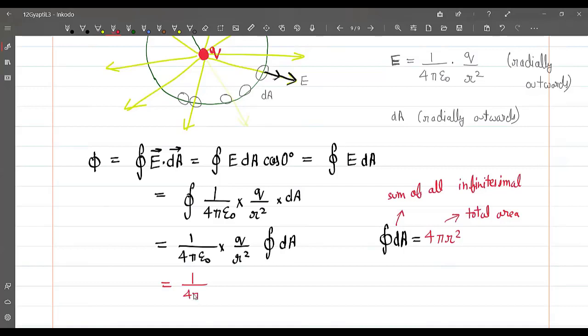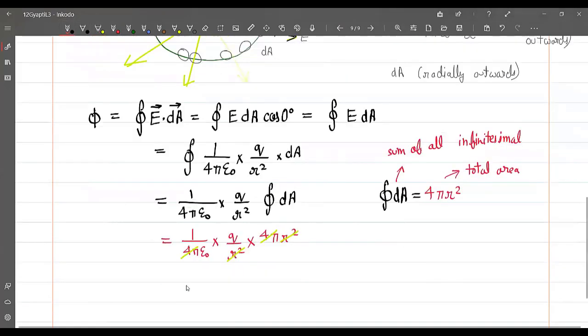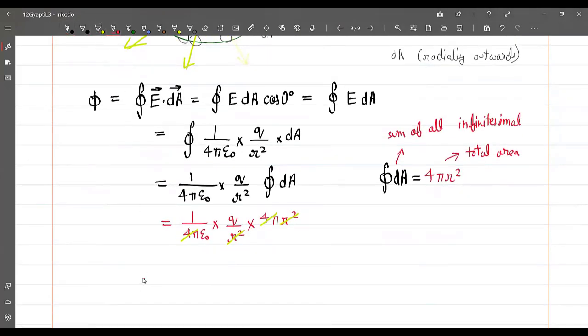It will be 1 by 4 pi epsilon naught into q by r square into 4 pi r square. This 4 pi will get cancelled, r square will get cancelled. And the final result of the flux that we get is that flux is equal to q over epsilon naught. This is flux due to a closed sphere.